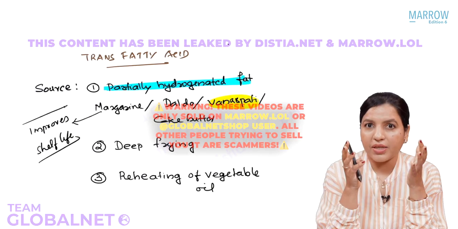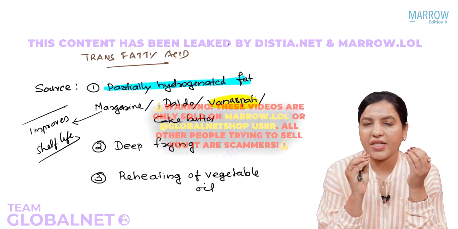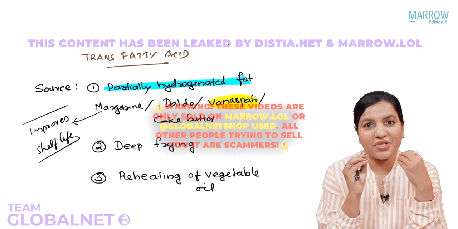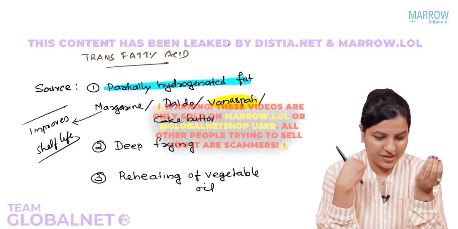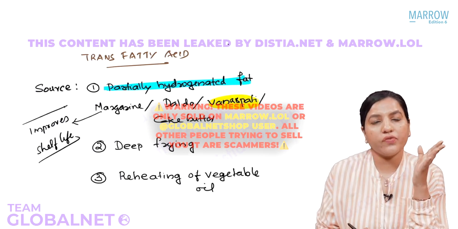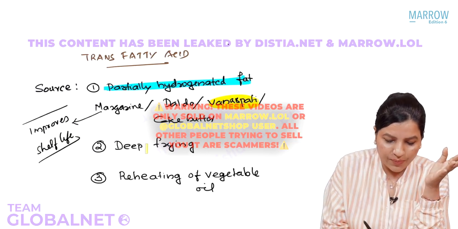If we make something with pure ghee, etc., we know that it will get spoiled very easily. So that is the advantage, at the same time a disadvantage for us. So bakery foods and fast foods are one of the important sources of trans fatty acid. Then going to deep frying.